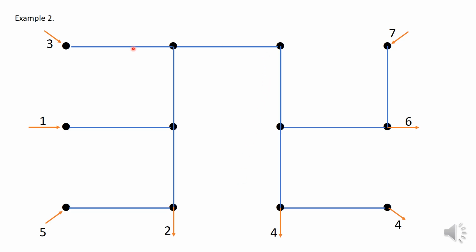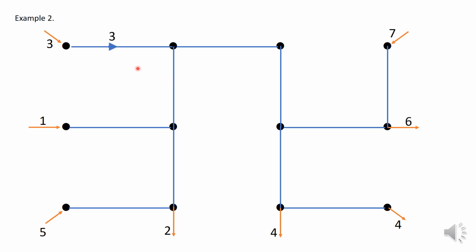If you hear me saying vertex instead of node, it's due to habit, because I used to teach courses in graph theory at the UWI. And there are no cycles in this network. There are no cycles, so it's a tree structure. Once it's a tree and you have a balanced set of flows in and out of the network, you can use the method that we used in example 1 to find the flows in each branch. Let's do that.